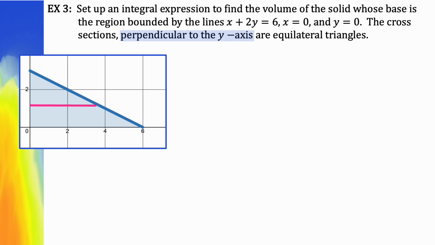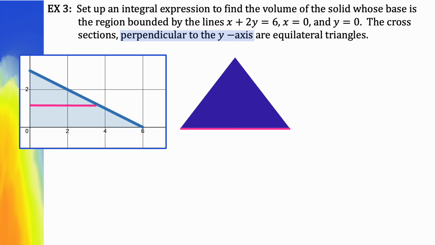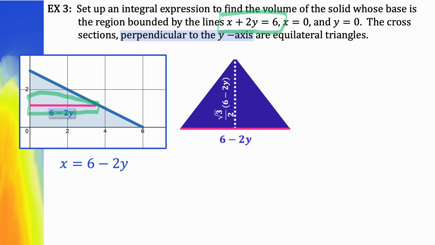All right, so if the cross sections are perpendicular to the y-axis and they're equilateral triangles, that's fine, but because they're perpendicular to the y-axis, we need to take our line here and solve it for x so that the line is in terms of y. And now we know the length of this cross section is the function 6 minus 2y. So that's the bottom of our equilateral triangle. And that means that the height is going to be root 3 over 2 times that.